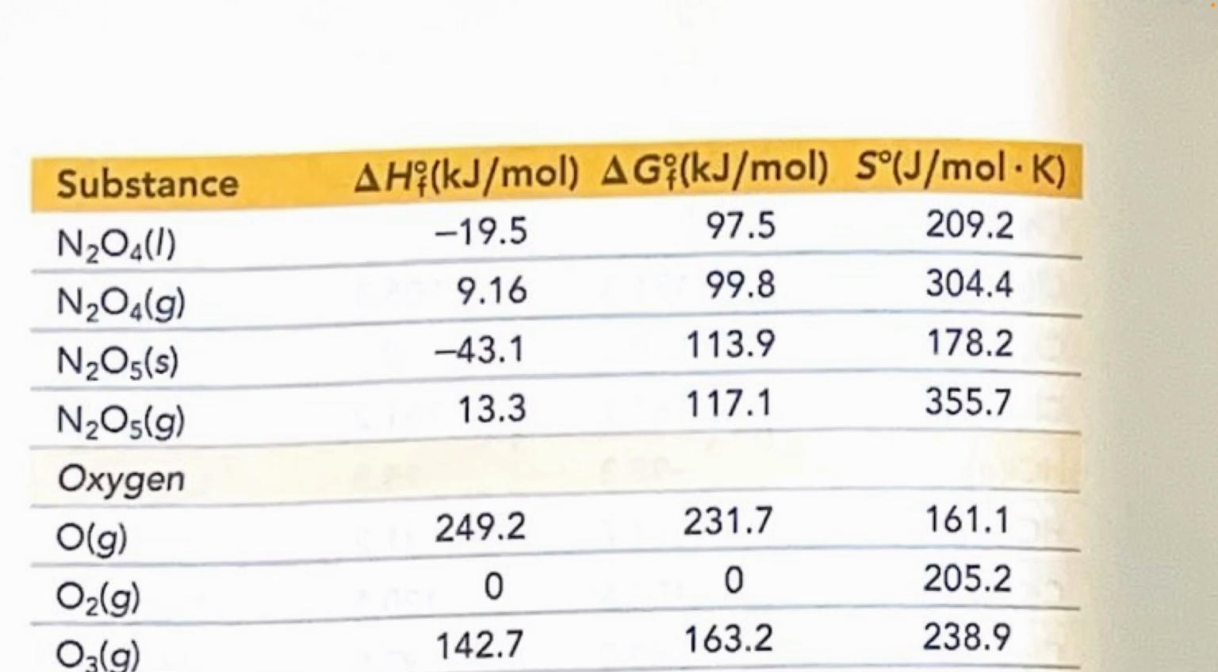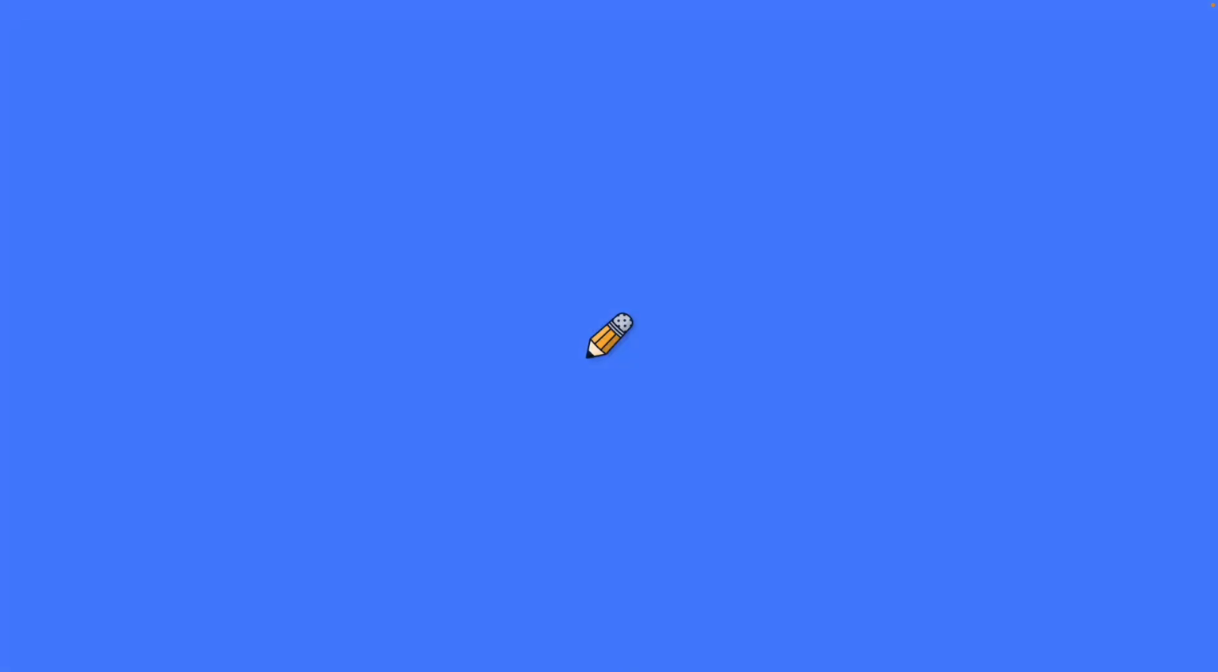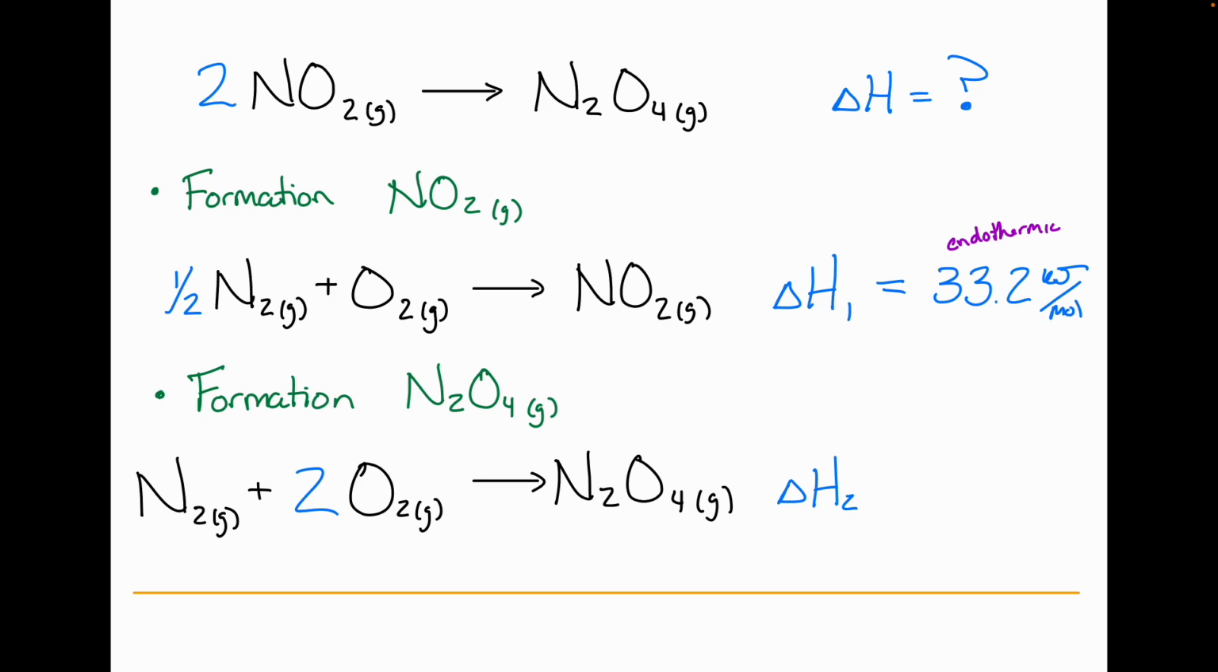All right, we got two N2O4s. Which value am I going to use? 9.16, because I need the exact match. I want to match that gaseous state there. So 9.16 kilojoules per mole. Endothermic or exothermic? Also endothermic. Also a positive delta H value.